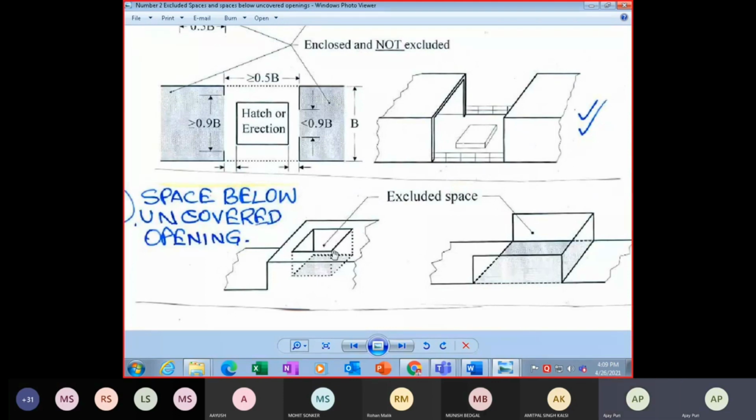So it is cut like this. So this will be excluded space. It will not be included. Then we have one more.